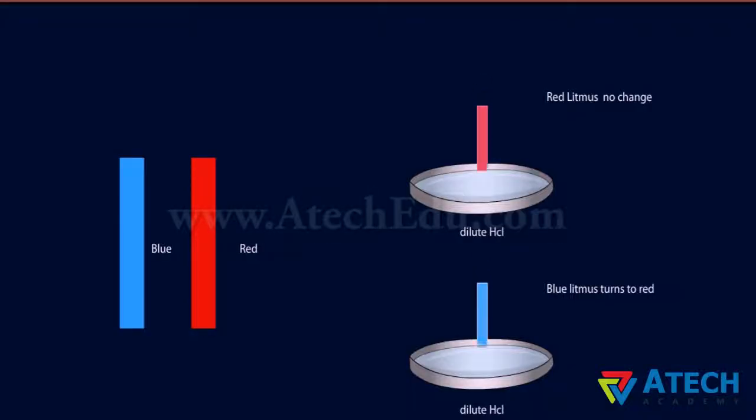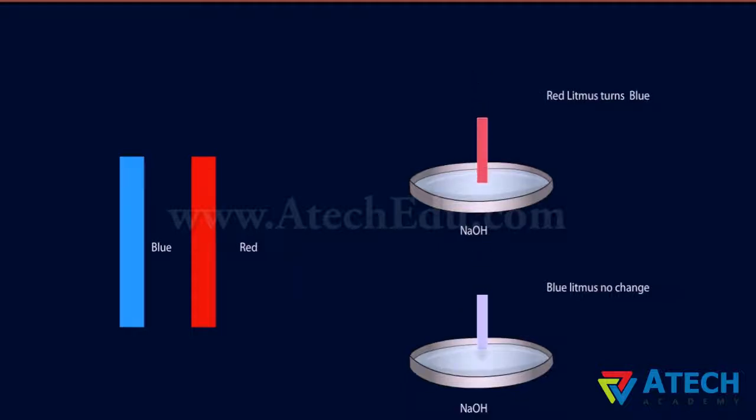Litmus is another natural indicator. It can be in the form of a solution or paper. It is used to detect acid and base. When red litmus paper is dipped in dilute hydrochloric acid, there is no change in color. But blue litmus paper, when dipped in dilute hydrochloric acid, turns red. Similarly, when red litmus paper is dipped in sodium hydroxide solution, it turns blue. But blue litmus paper shows no change in the base.